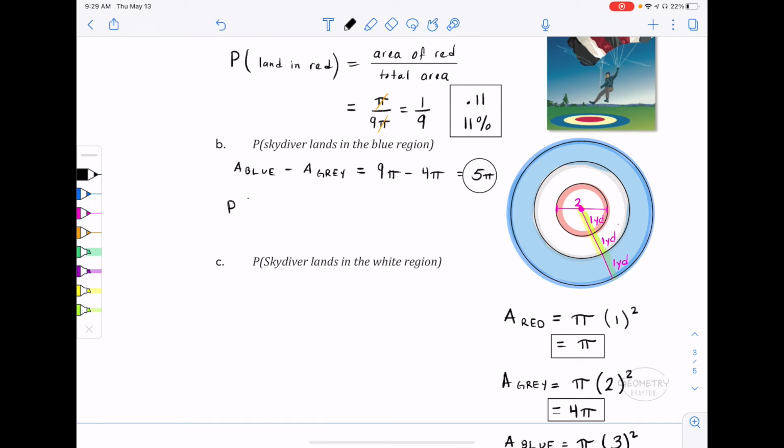So the probability that the skydiver lands in the blue region is the partial area of that blue ring I highlighted, 5 pi, divided by the total area of the entire circle, which is 9 pi. Our values of pi will be eliminated, leaving us with 5 over 9. And 5 over 9 is 0.56, or 56%.